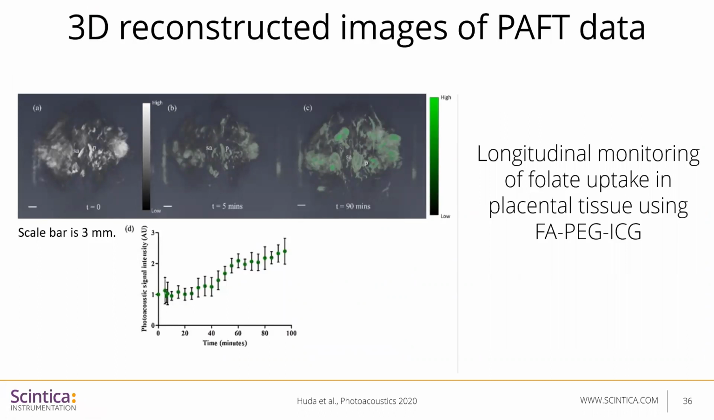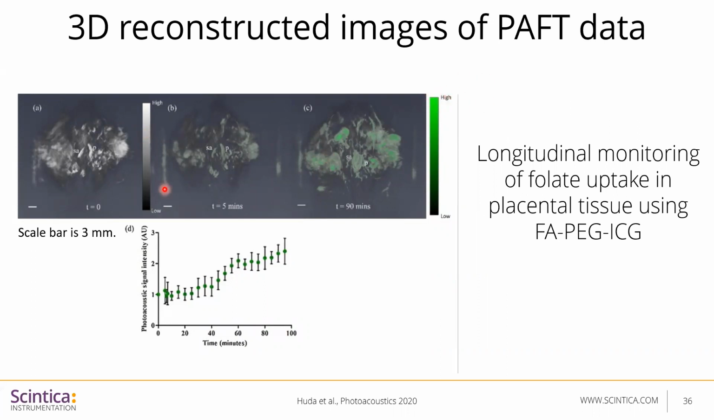After looking at the endogenous contrast, it was important to see whether the PAFT system can image exogenous contrast. So the exogenous contrast, which is folate bound to ICG, which was pegylated, was used as a contrast agent. The image here is a baseline image of the placental tissue. The image after that is the image captured after 5 minutes of injection of our contrast agent. And the third image is the concentration after 90 minutes of injection of the contrast agent.